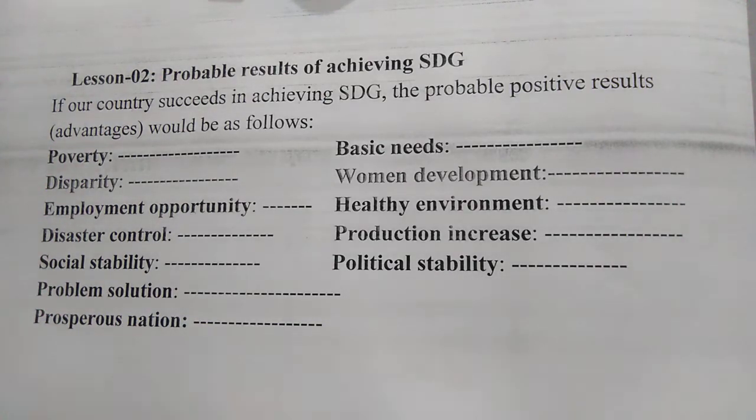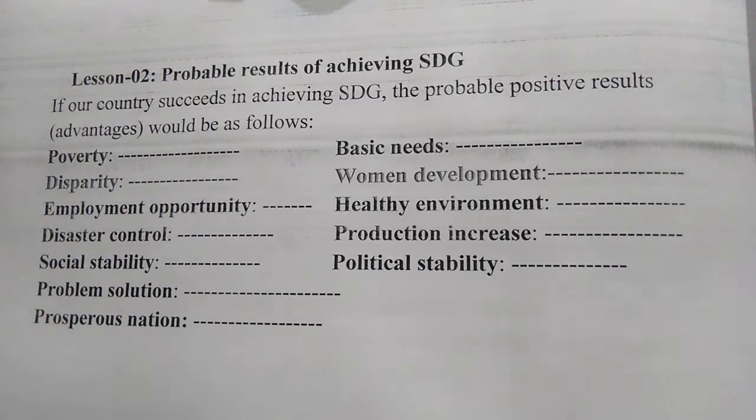Next point, disaster control. Different disasters like flood, drought, tidal upsurge, tidal bore, cyclone, tornado, river erosion, cold wave, hot wave, etc. will minimize if we succeed in achieving SDG. Now, production increase. Due to the rise of renewable sustainable energy, agro and industrial production will increase. Social stability. Anarchy will reduce and stability will increase through justice in the society if we succeed in achieving SDG. Political stability. Political instability will reduce if we strengthen democratic institutions in our country. Then political stability will come and peaceful conditions will prevail all over the country.